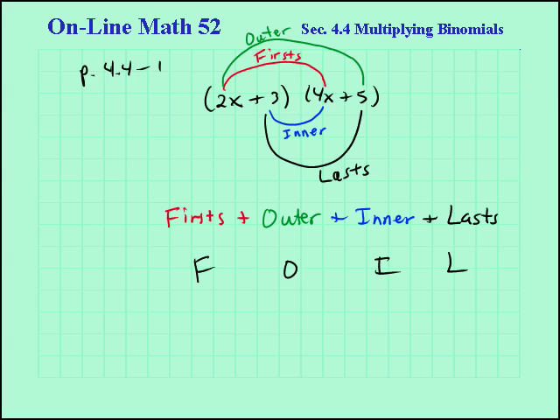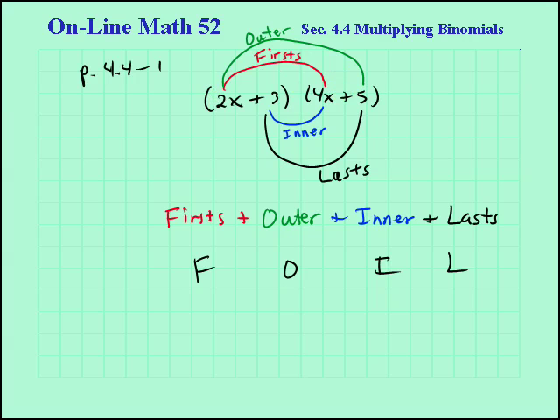FOIL, FOIL. And we call this the FOIL method. Now, the truth is, we don't need the FOIL method because we've learned that we distribute 2x times the first, 2x times the second, 2x times 4x. In fact, let me just go ahead and write that out.